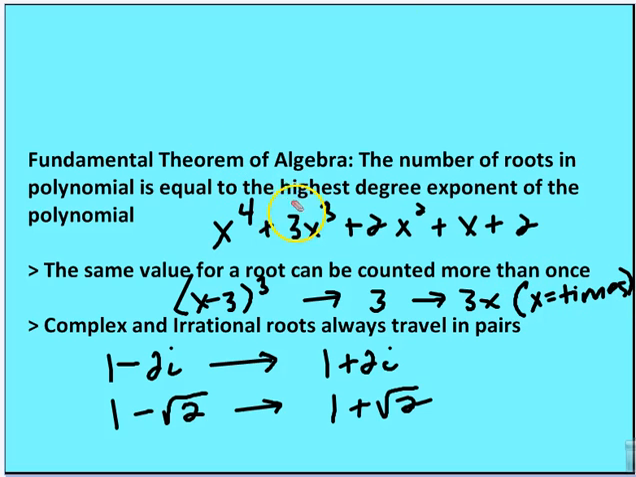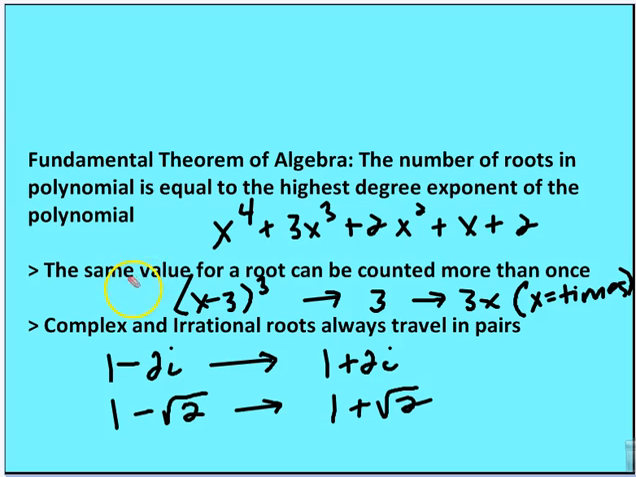So let's talk about the fundamental theorem of algebra again. The fundamental theorem of algebra says the number of roots in a polynomial is equal to the highest degree exponent of the polynomial. So here's my polynomial. My highest degree exponent is 4, so I know that there are going to be 4 roots in this polynomial. They can be either complex or real, but there has to be 4 roots total.